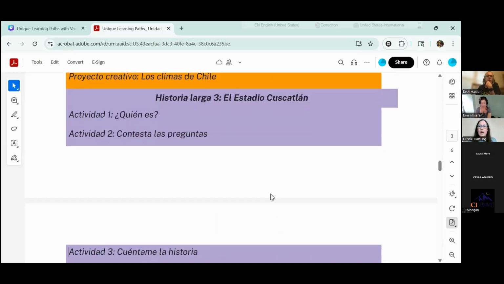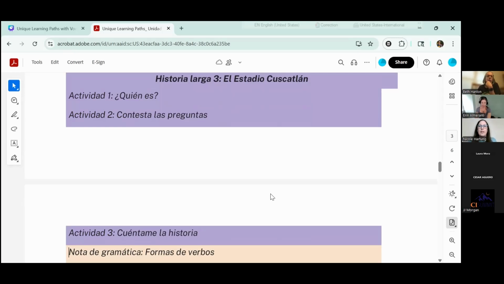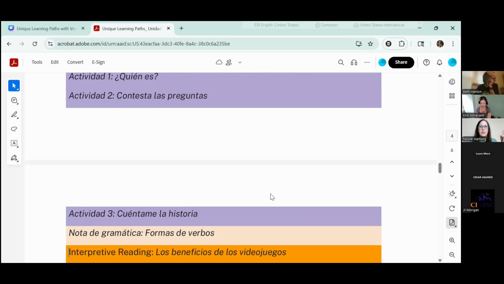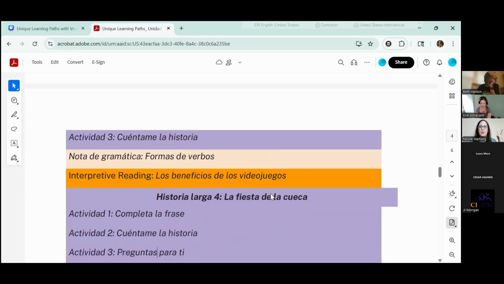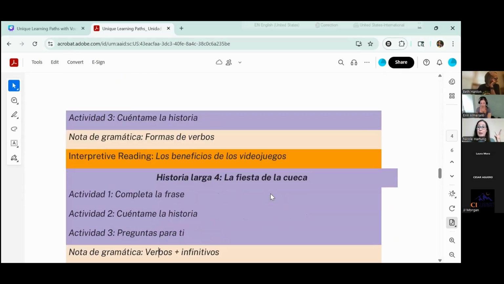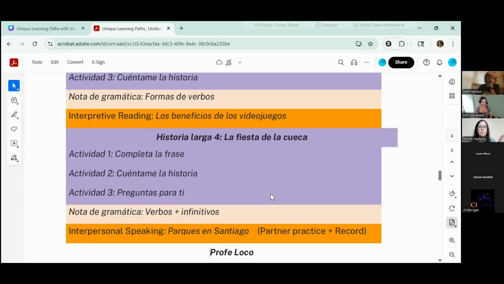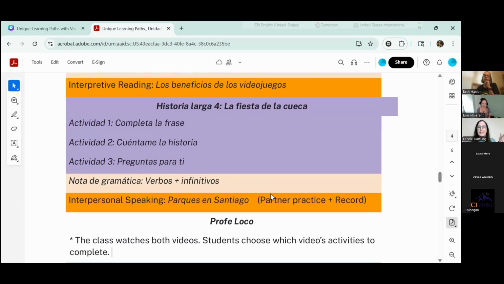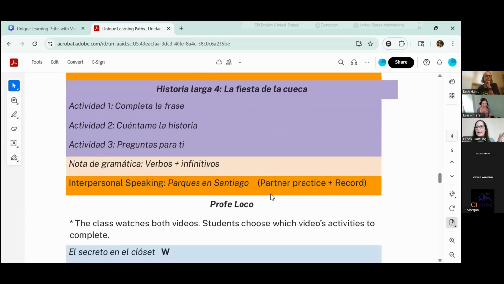And then what is purple? Yep. We have long story or historia larga 3. They can choose that, or they can choose historia larga 4. And 3 activities each. Sounds pretty even to me, right? All right, and now we come to the low-hanging fruit. Friends, this is where I started. I'm showing this to you sort of in chronological Voces order, but this is where I started.